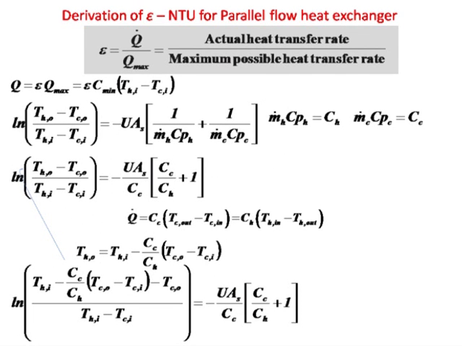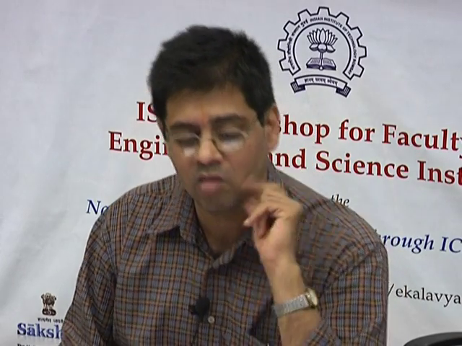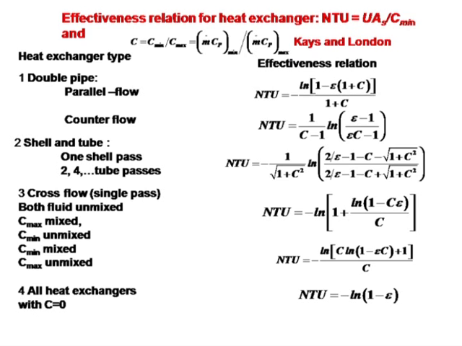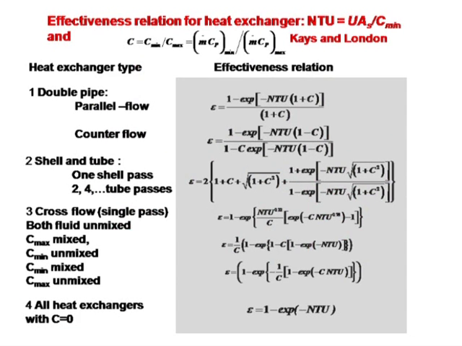Now, this was derived for counterflow. You can have a family of such derivations for various other geometries, and all the textbooks will have these formulae given. This formula and this formula are essentially the same. Here NTU is the unknown, with effectiveness and CC as the parameters, whereas there effectiveness was the unknown, with NTU and CC as the parameters. So, this and that are essentially one and the same.